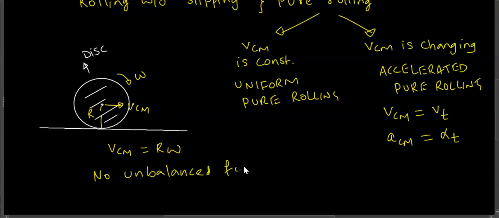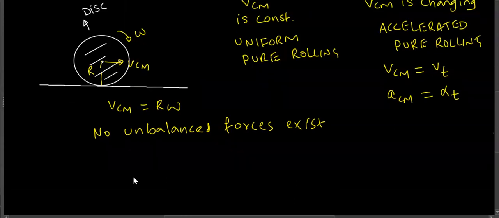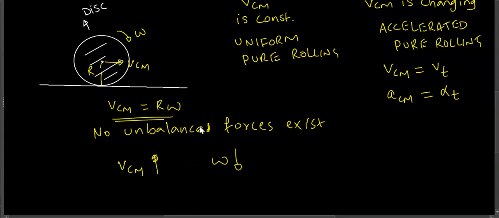Because if you have horizontal forces, then what will happen? If there is a force to the right, the velocity of center of mass will increase. Now, if there is a force to the right, then you will have a counterclockwise torque, then counterclockwise angular acceleration, and then angular velocity will go down. You understand? So that cannot happen. If VCM increases, then angular velocity goes down, then VCM will not be equal to r omega. So it will no longer be pure rolling.